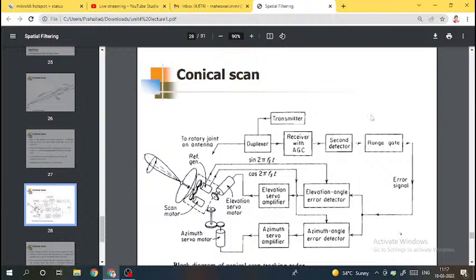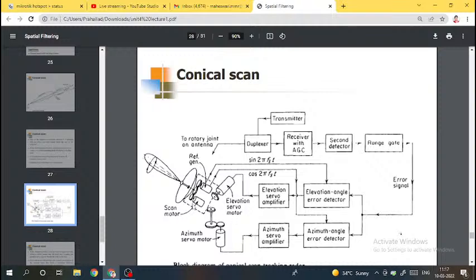So consider it has a transmitter. Already we know the second detector, receiver with AGC, duplexer. All this will give a range. Same thing, you have a transmitter and receiver section. So from the receiver section, what do we have to do? You have to find the error signal, and based upon the error, you have to rotate the servo motors. You have two servo motors.